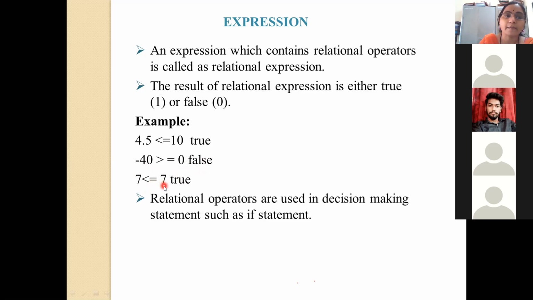And the last example is 7 is less than or equal to 7. You will get the result true again. Why? Because 7 is not less than 7, but 7 is equal to 7, and that's why you will get the result true. So relational operators are used in decision making statements such as the if statement. In the next unit, we learn about some statements which are required for programming: if statement, if else statement, while, do while, and for loops. So in that situation, the relational operators are used.